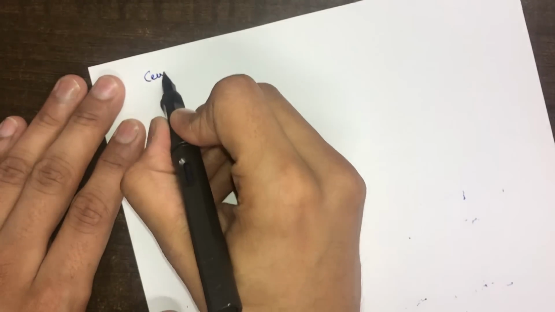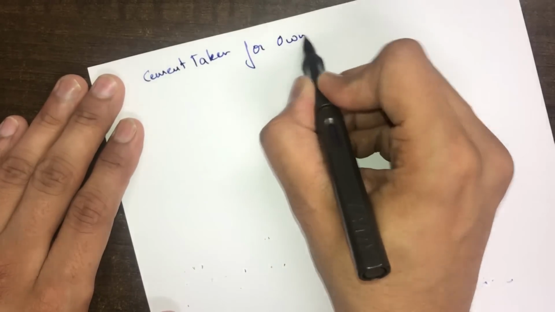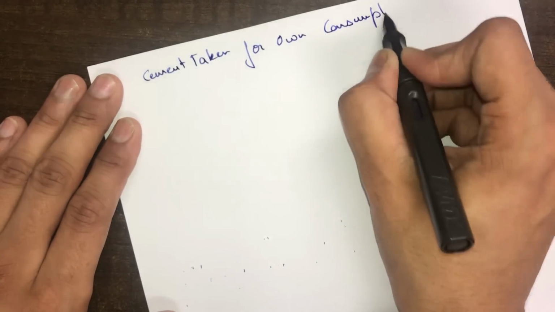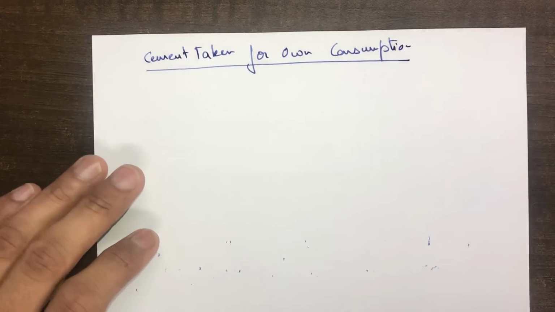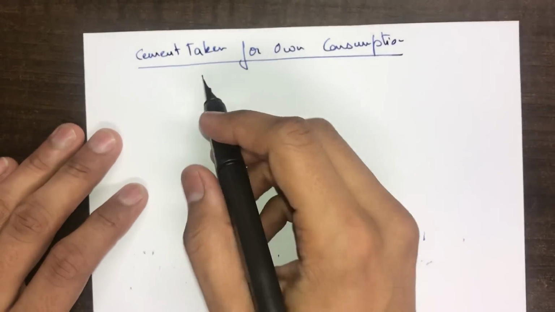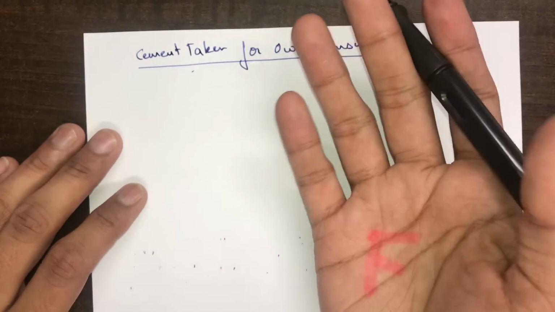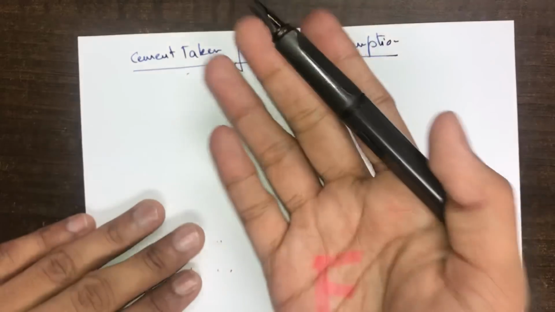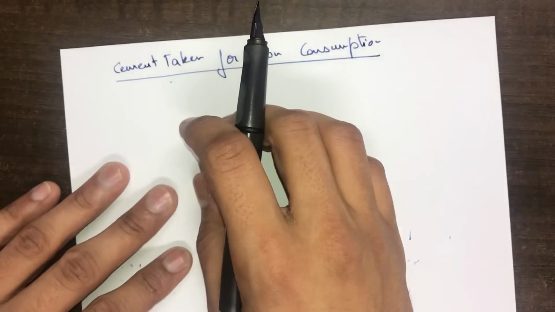So let us understand what is this transaction. Transaction is cement taken for own consumption, which means that the owners of the company or the proprietor of the company or the board of directors of the company or the shareholders of the company have withdrawn this cement from the business as a part of a personal drawings, and they have used this cement for building their own premises or have some personal use for this cement. They have withdrawn this cement for own consumption.